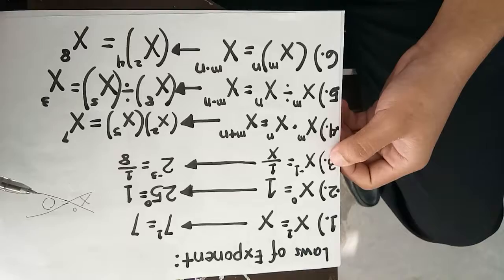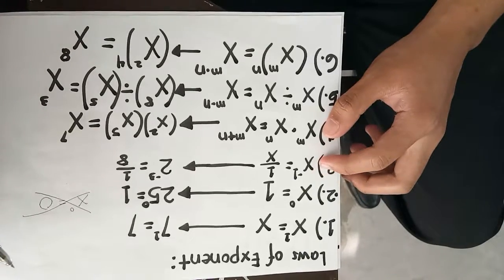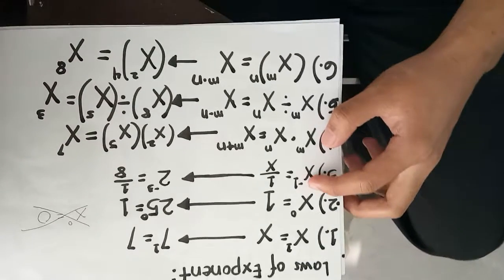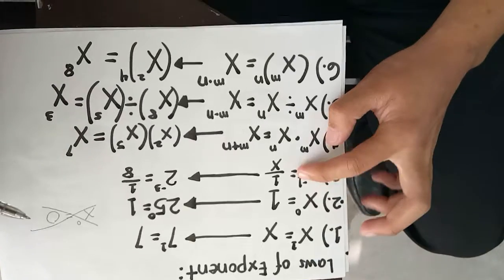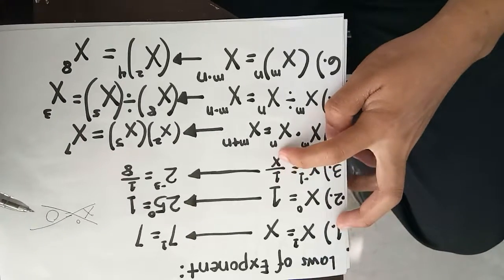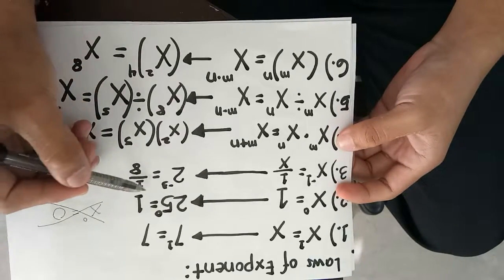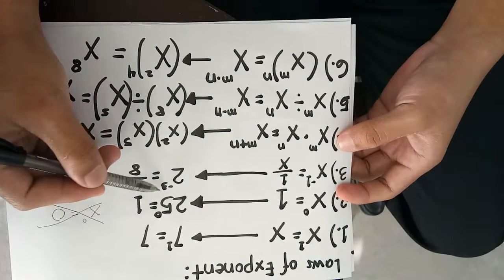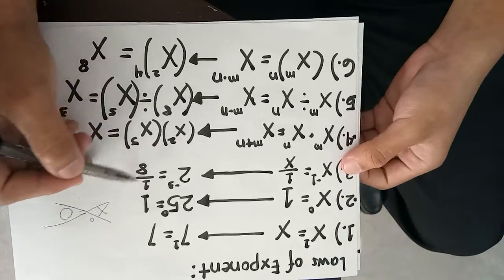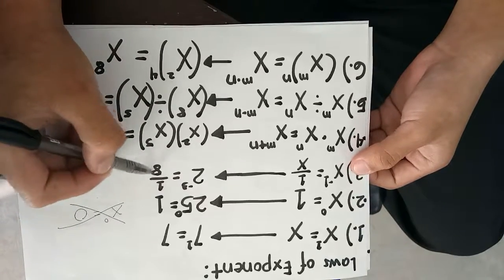The third law of exponent is any term that has a negative exponent will be equal to 1 over x to the positive exponent. Or simply, as an example, 2 to the negative 3 power is equal to 1 over 8.